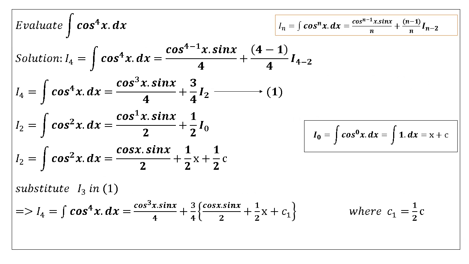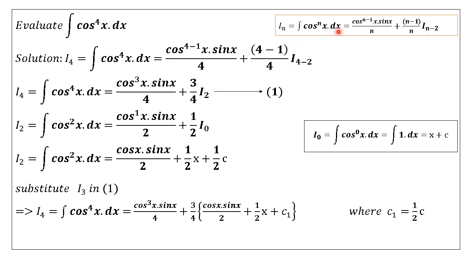Now let's try one more problem: integration of cos to the power 4x into dx. As you all know, the reduction formula for cos, integration of cos to the power nx into dx, is equal to this one. Here what we have to do is put n equal to 4. Putting n equal to 4 in this formula, you will get cos to the power 4 minus 1 x into sin x divided by 4, plus 4 minus 1 divided by 4 into I 4 minus 2. I 4 minus 2 is I2.